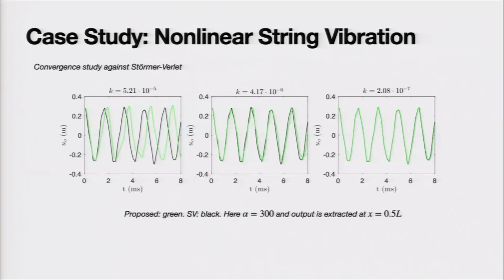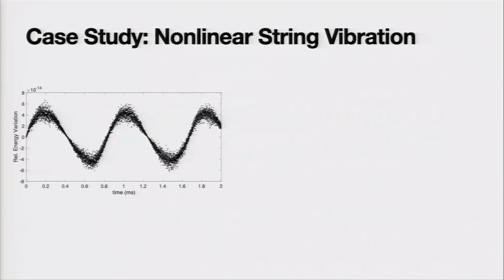Again, you can do a sanity check comparing the proposed quadratized scheme against Sturmer-Verlet, and you see that when the time step is small enough, the schemes sort of converge on top of the same solution. And again, you see that if you run the energy test, you have that same order of magnitude in terms of the error of the energy. So energy is conserved to machine accuracy.